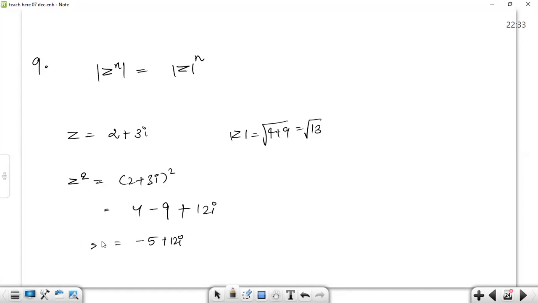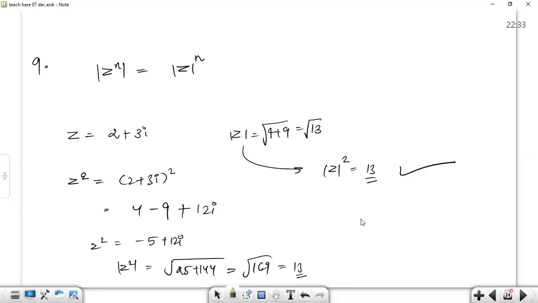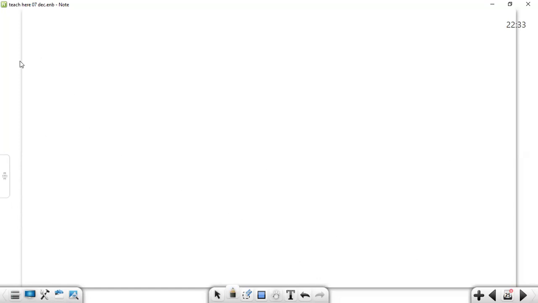So let's find out the modulus of z square. It's the square root of 25 plus 144. That is 169, that is 13. Right. Now let's find the modulus of z and square it. That is 13 itself. So from the observation, we can state that the modulus of z to the power 2 is equivalent to finding the square of the modulus, that is, the modulus of the square of the complex number. Clear? Yes, sir. Clear? Yeah. So go on to the next property.